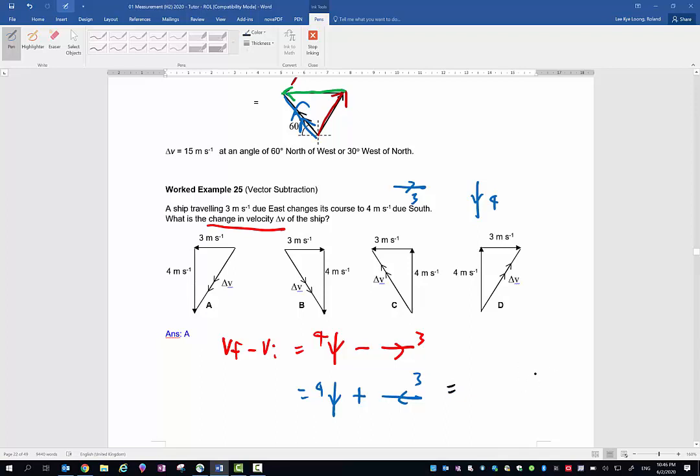If you add them up together, I will have this and this, 3 and 4. And so the answer will be 5, because you can see that they are at right angles. So 3 squared plus 4 squared, the whole thing square rooted, is 5. So the answer is this one. Clear? So it is quite straightforward.